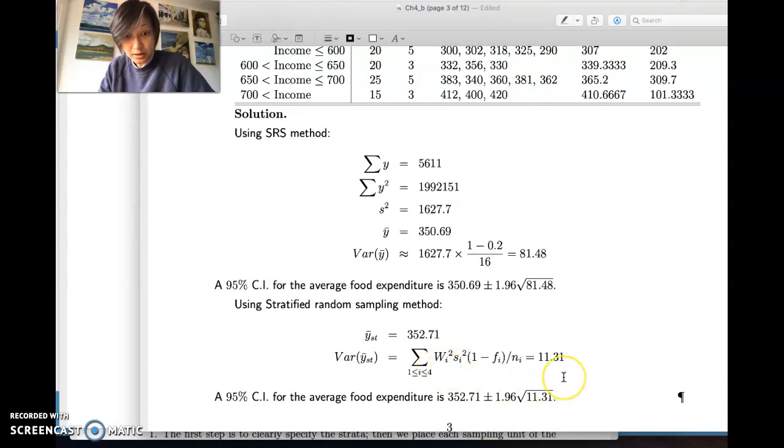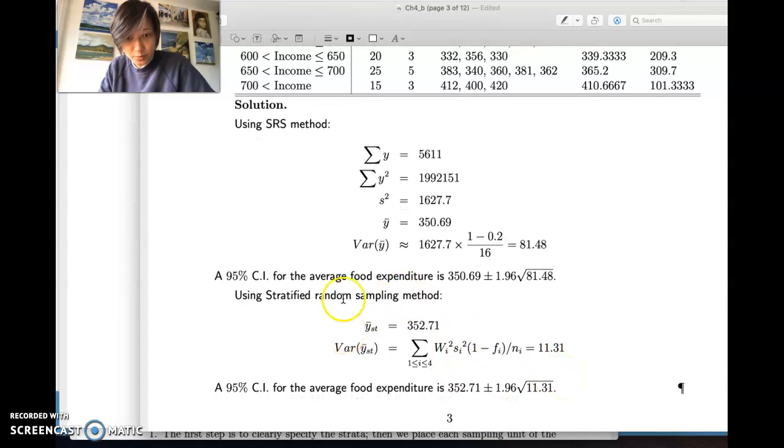Okay, so we find the estimated variance. I should have had a hat on top of both of the variances. The estimated variance of y bar under stratified random sampling is only 11.31. So we are more precise with our point estimate, because the bound of error, or the margin of error, is smaller than when we did it using simple random sampling.